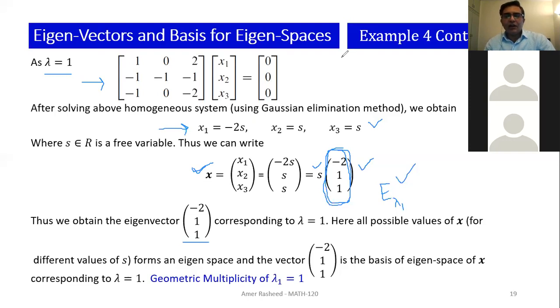But if we count the points on the line, they are infinitely many, and they form a space which we call an eigenspace. And this will be a vector space. Also, this space will be a subspace of R3. I hope you know what is a subspace. So this eigenspace will be a subspace of R3, and this space will be generated by only this vector.